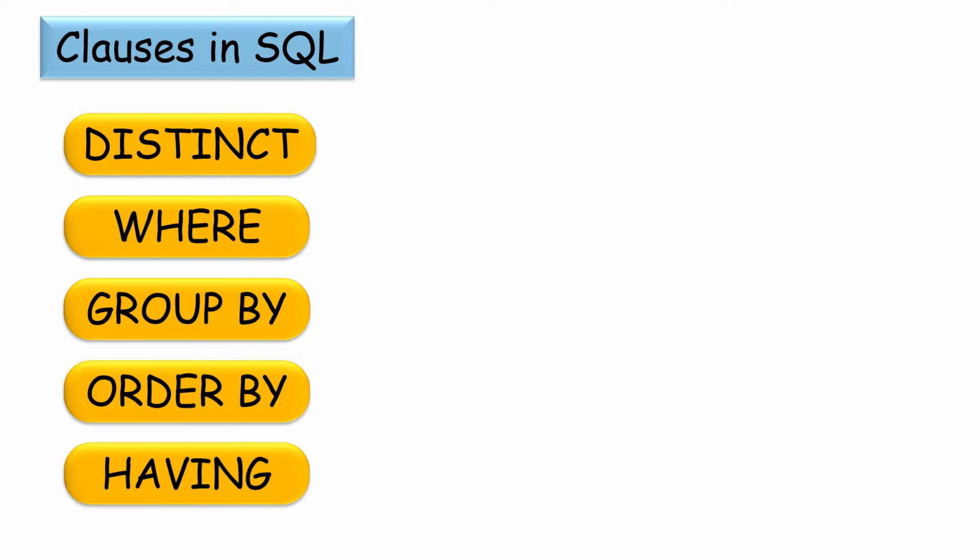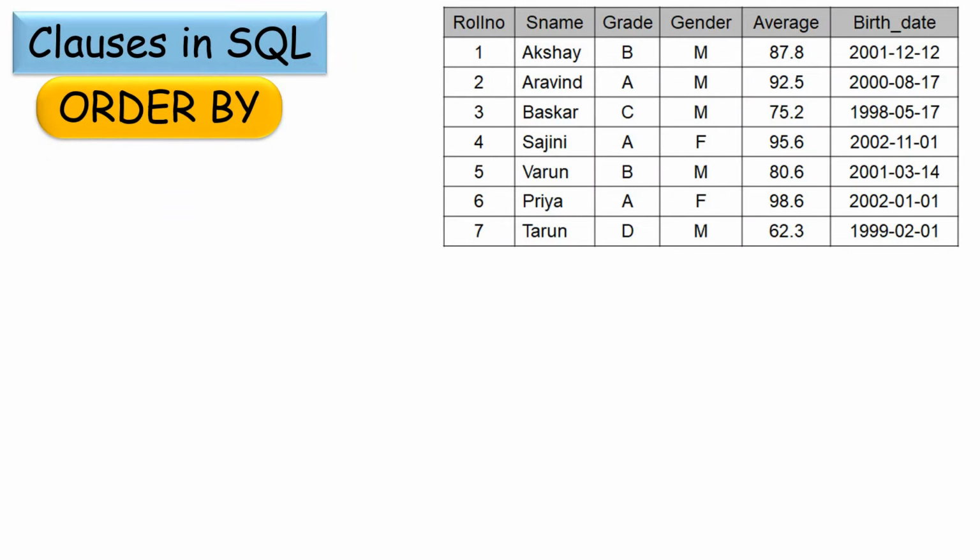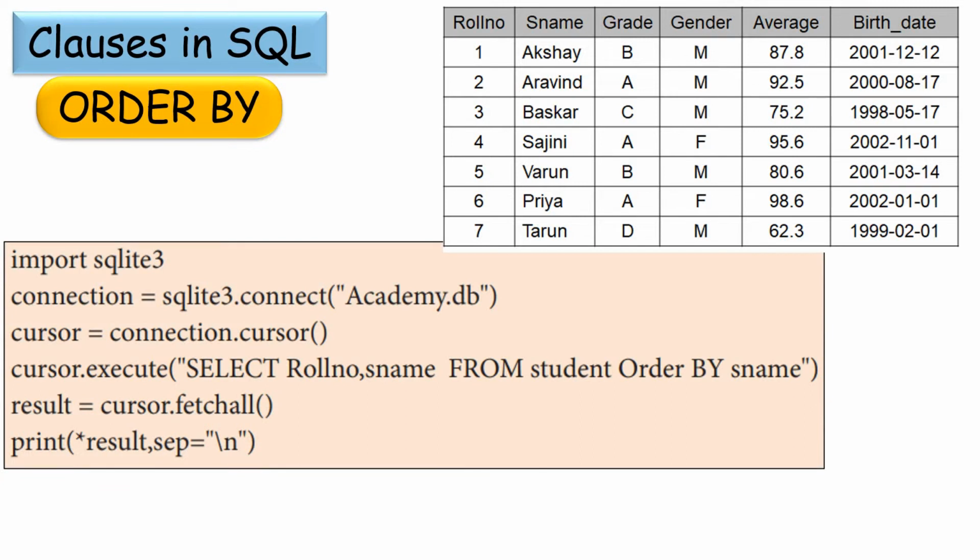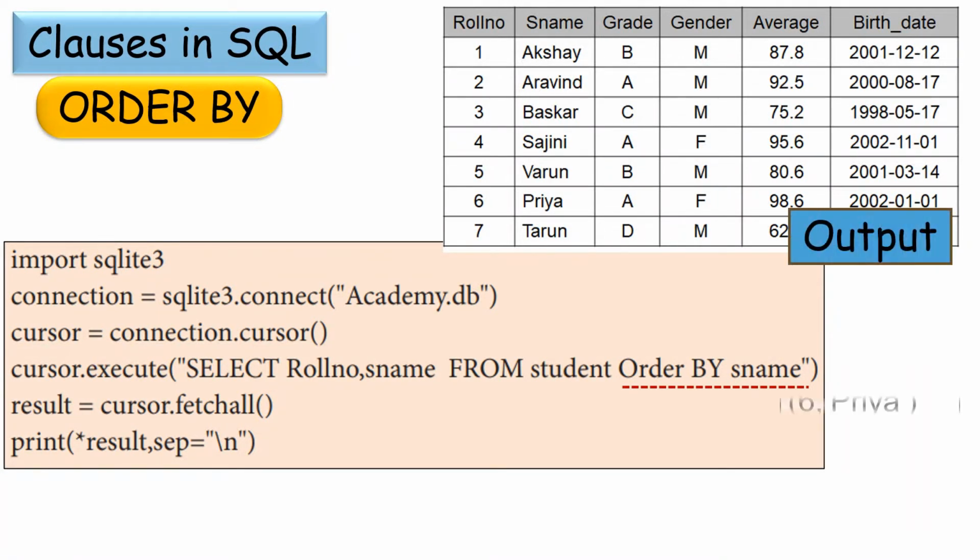The next clause is the order by clause. The order by clause is used in the select command to sort the records in ascending or descending order by a specified column. Let us see how to arrange the names of the students in alphabetical order. Select roll number, S name from student, order by S name. This program will display the roll number and names of the students from the student table in alphabetical order.